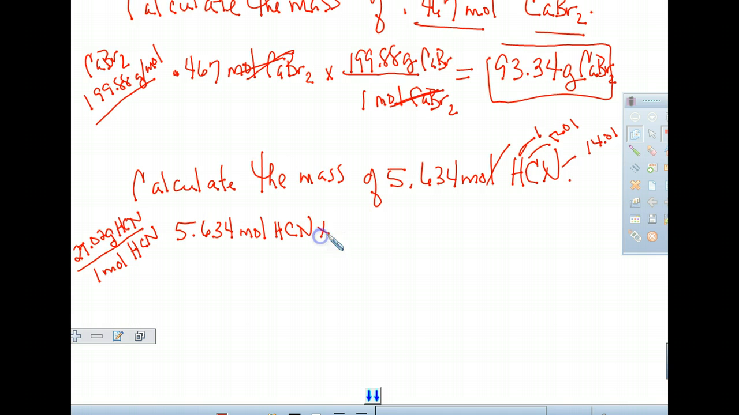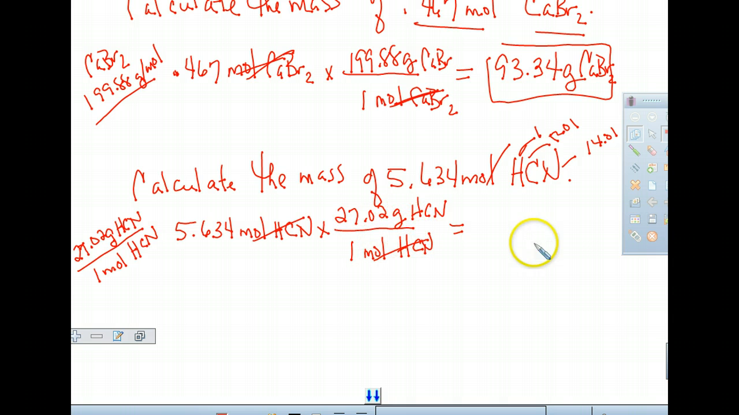Now what I need to do is find what they've given me. I've already written it down. Put my times sign. I know I have a conversion. I can either put moles on the top or moles on the bottom. Since I have moles on the top, in order to cancel it out, I need to put the molar part of this conversion on the bottom. So 1 mole of HCN on the bottom, 27.02 grams of HCN on the top. I will notice then that my moles of HCN have canceled out and I'm left with grams, which is what I'm looking for.